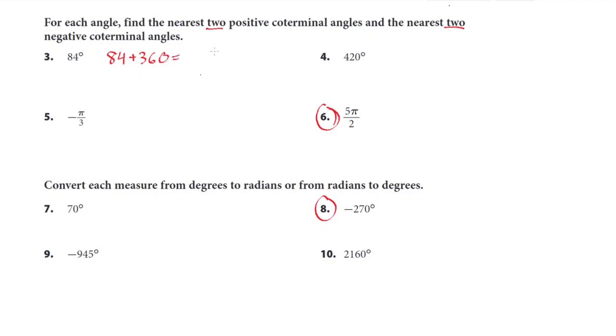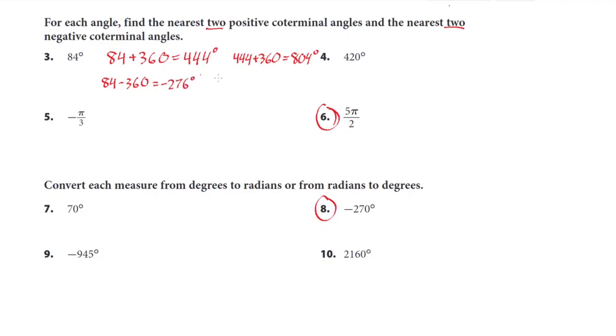So our first positive coterminal angle will be 444. And our second one would be 804. I should mention that these are in degrees. And those are our two positive coterminals. Let's try to find our two negative. We're going to do the same process only with subtraction. 360 minus 80 would be 280, minus 4 more would be 276.